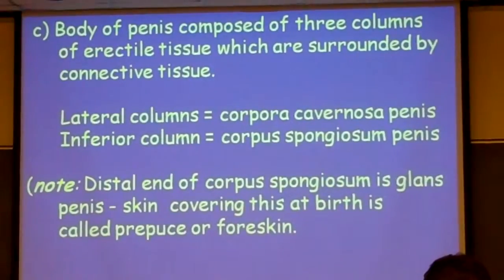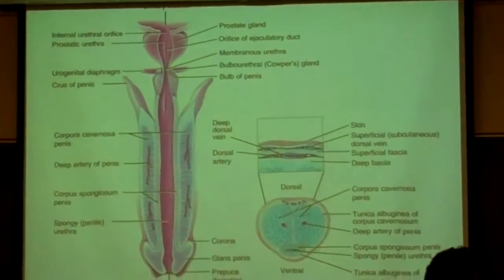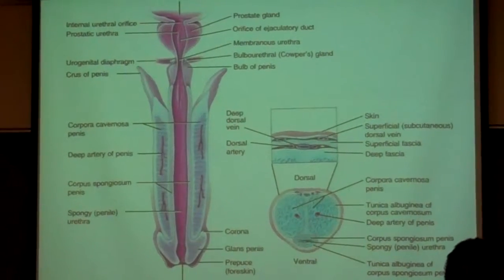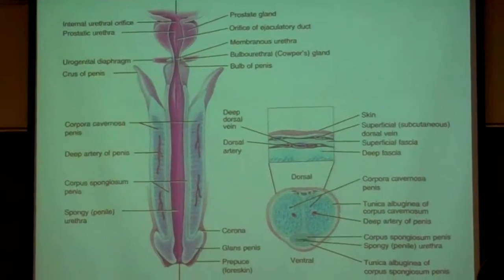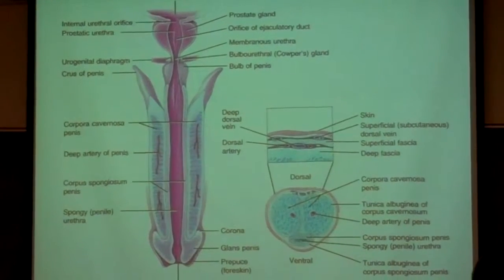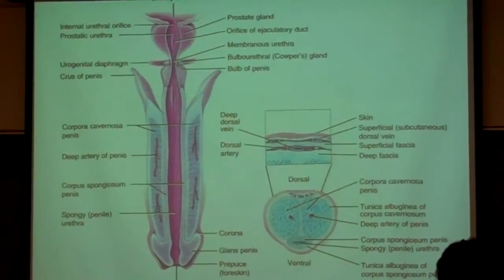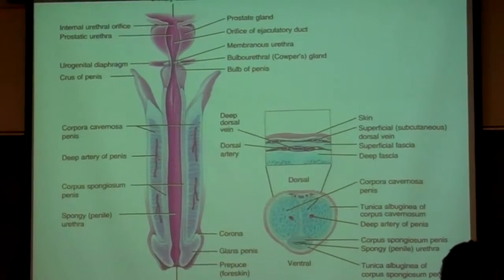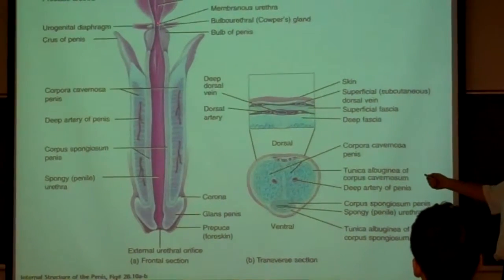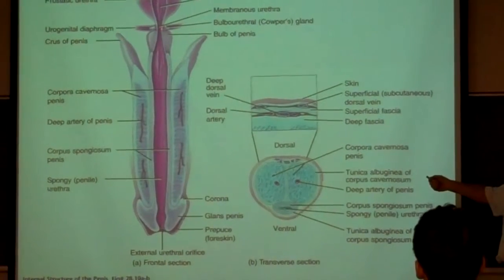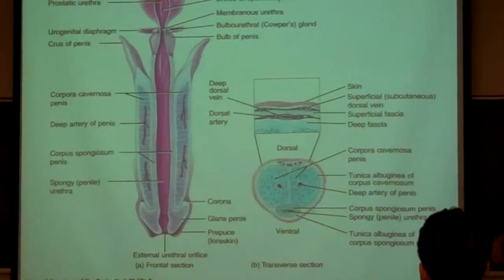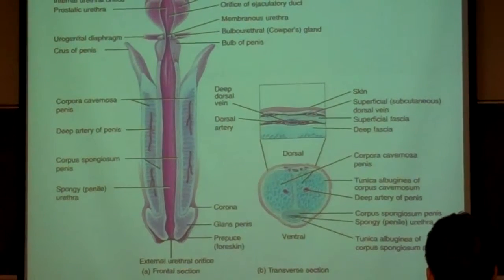All right, now I do mention here also that this shows the cross section. That is out of your book by Tortora. It shows the arrangement of the tissue and the urethra, and way back up there you see the prostate gland. There's the membranous urethra. There's the bulbourethral gland, the bulb of the penis and so forth, the crura of the penis. That's showing you the arrangement of the tissues in that particular structure.